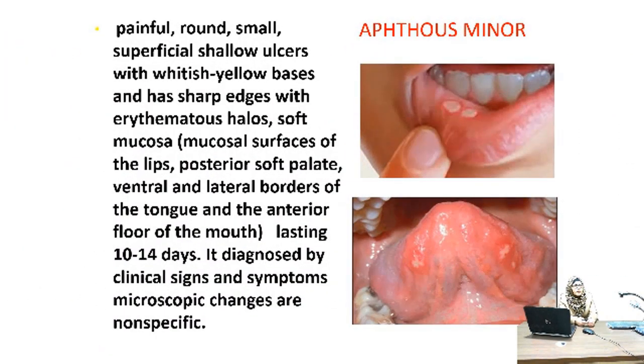Minor aphthous characterized by small, round, painful, superficial, hollow ulcers with whitish yellow base and have sharp edge with erythematous hollows. Mostly it is found باللب بالبوكال ميوكوزا، ممكن نشوفها على الفيستيبيول. راح تصير موجودة بالنون كيراتينايز ميوكوزا بالفنترال باللاترال surface of the tongue بالانتيريور floor of the mouth, lasting from 10 to 2 weeks, and then diagnosed by clinical signs and by symptoms. Microscope examination لها راح تصير non specific، فمعظم الأحيان حنسوي لها diagnosis عن طريق clinical signs and symptoms.